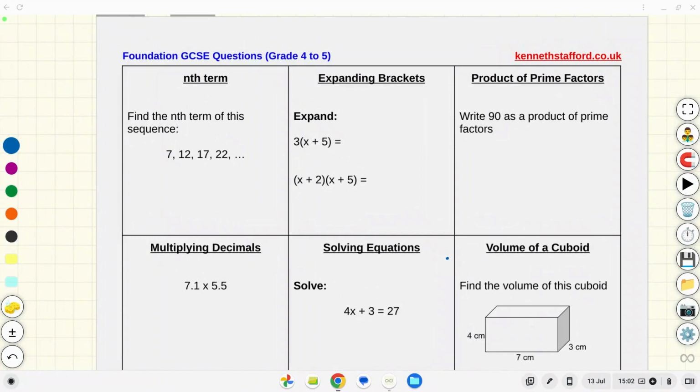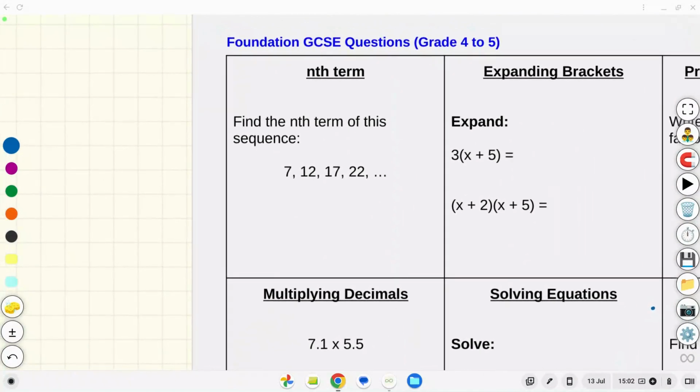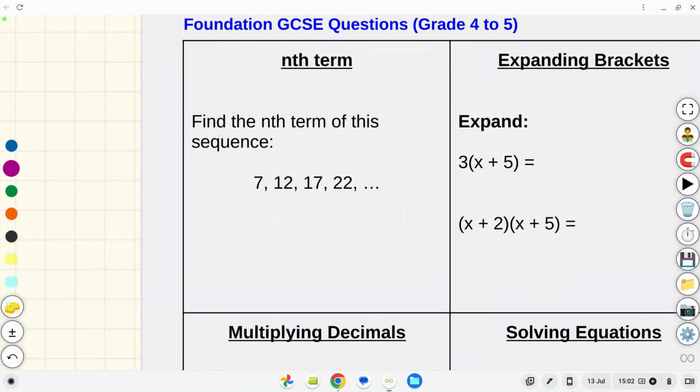So question 1 is find the nth term of this sequence. So the nth term means the rule for the sequence. So what's the rule which you could then use to find any term you wanted, say the 20th term or something like that. So to start with, what is n? Well, n is the term of the sequence. So for 7, n is 1 because it's the first term of the sequence. The second term is 12, the third term 17, and the fourth term 22. And we've got to come up with a rule that describes this sequence.